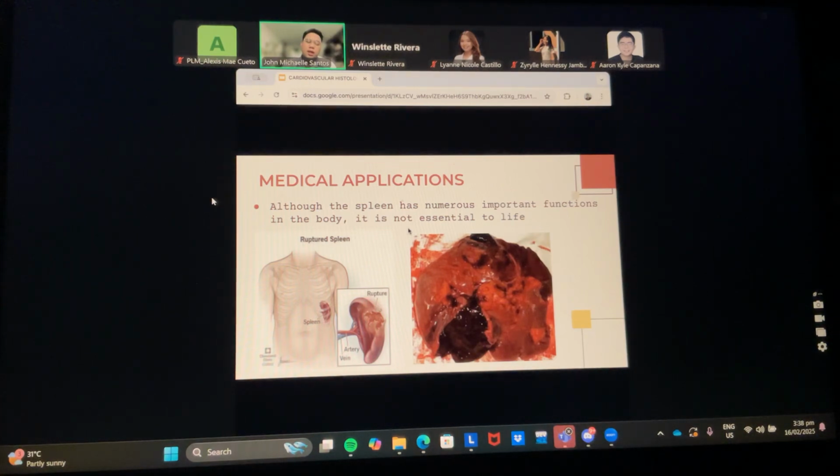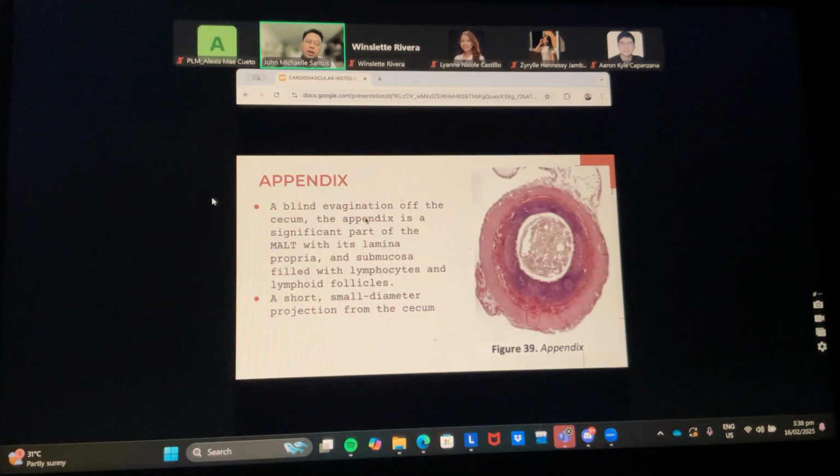And then lastly, your appendix. So your appendix is a blind invagination of the cecum. The appendix is a significant part of the mucosa associated with its lamina propria and submucosa filled with lymphocytes and lymphoid follicles. Before, sabi nila wala daw kwenta sa appendix. Pero recent studies show na nagsesecrete siya ng mga immunoglobulins. Bakit? Kasi marami din siyang mucosa-associated lymphoid tissue. Andyan, no? Kapag nakikita nyo, ganyan din yung mga lymphocytes. So it is a short, small diameter projection from the cecum.